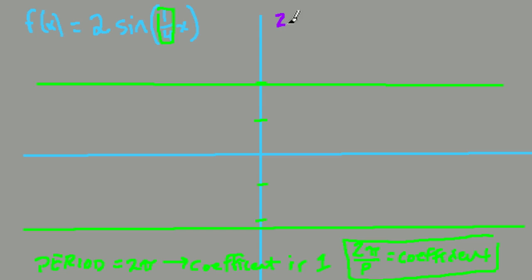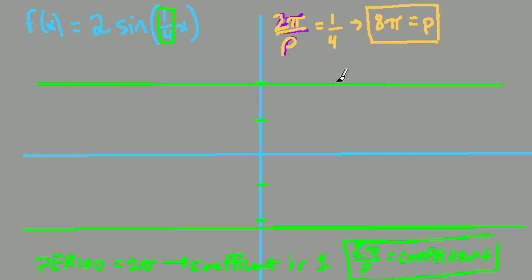So if I have 2 pi over p, I know that that equals 1/4. So the period, multiply both sides by 4 and by p, the period is going to be 8 pi equals p. That's the period. And again, the period is how long it takes the function to actually repeat itself. So here I can put some key points.